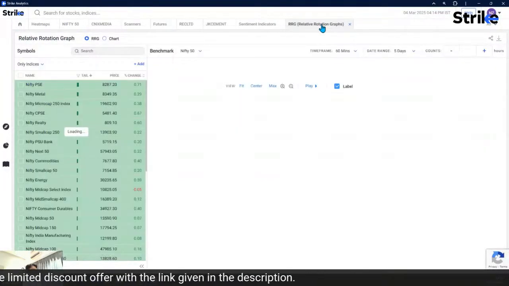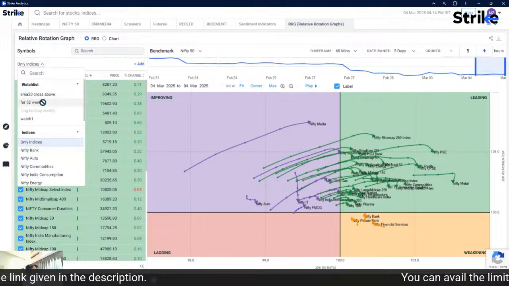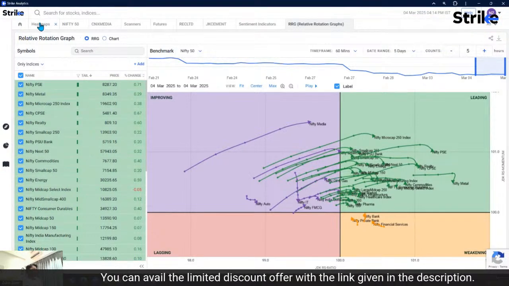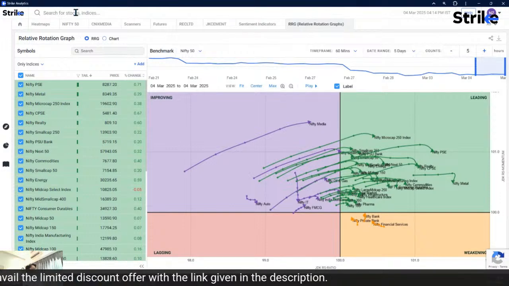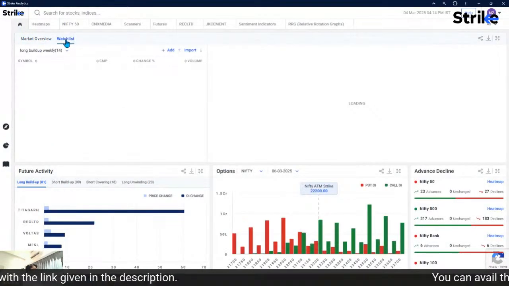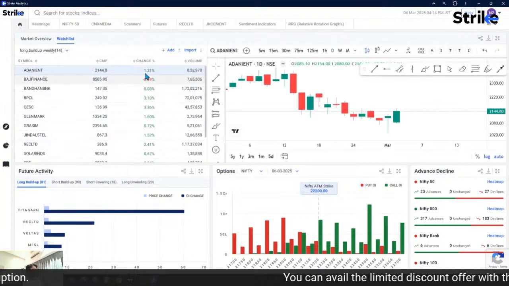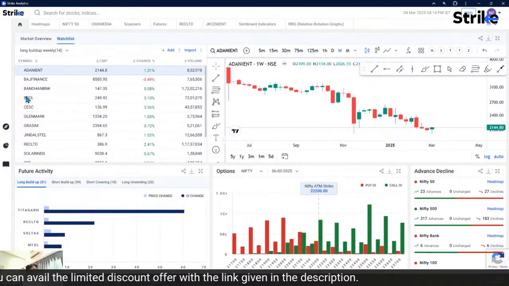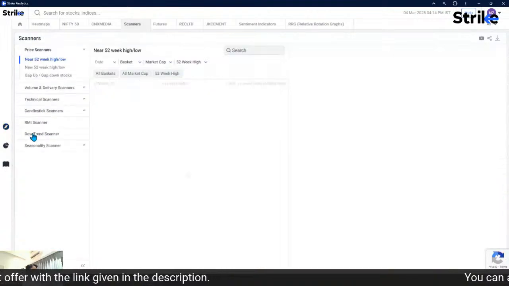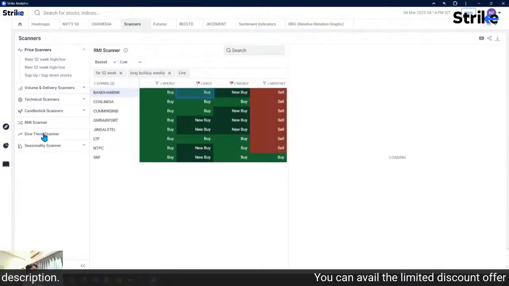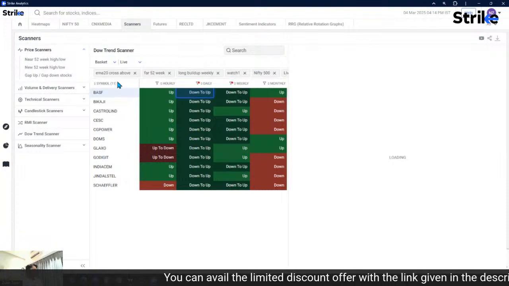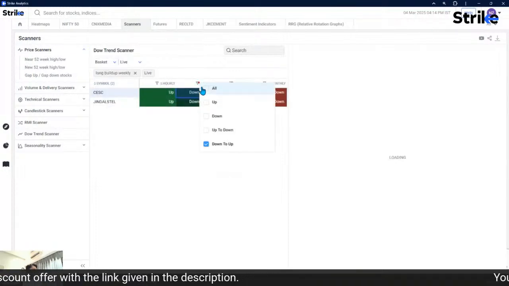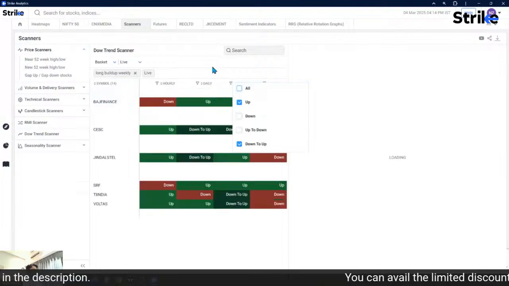So it's done. Come back to RRG over here, and, all right, not allowed. Okay, no problem. I think they're taking the futures price. Let's do one thing. Instead of looking at the RRG, we can look at these 14 stocks over here on the weekly time frame chart, and then you can pull up an RMI, or you can go to scanners. In the RMI or in the Dow trend scanner, let's take Dow trend, and let's select only the long build up weekly. Let me remove all these filters.